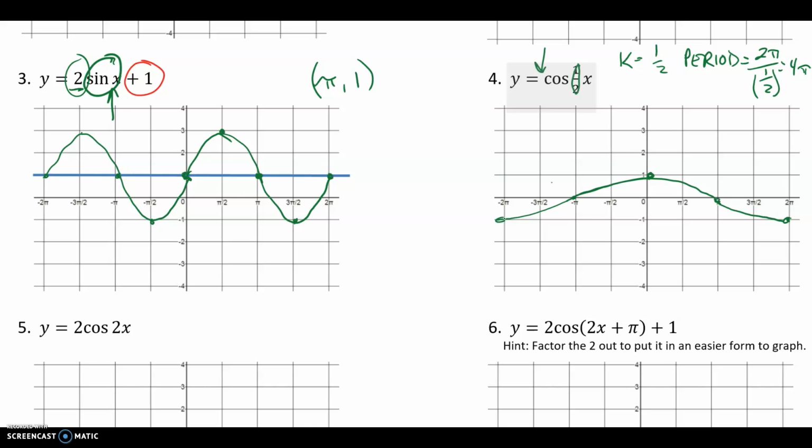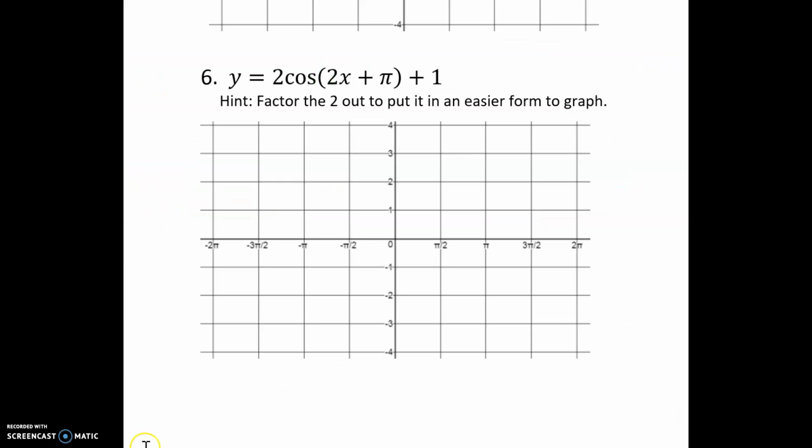All right, let's take a look at one more. For number 6, you might want to factor that 2 out first. When we factor a 2 out, it means dividing by 2. So we're going to take 2x and divide by 2, and pi and divide by 2. So we get x plus pi over 2. And of course we can double check that by doing the distributive property just to make sure that we didn't mess that up.